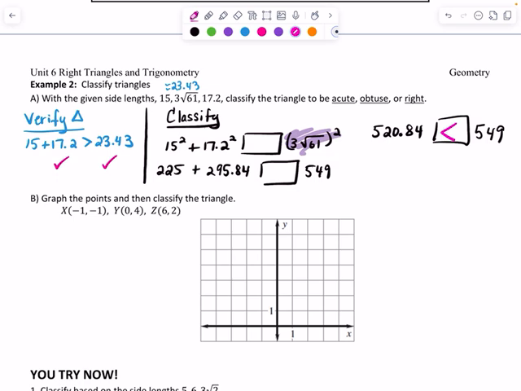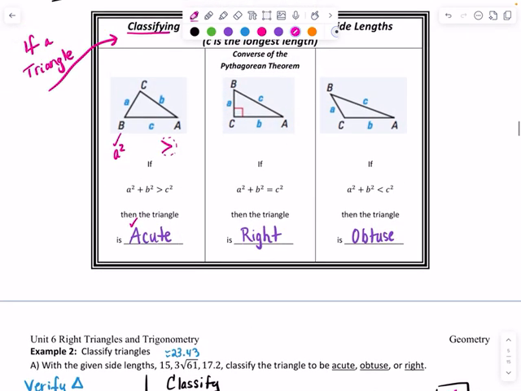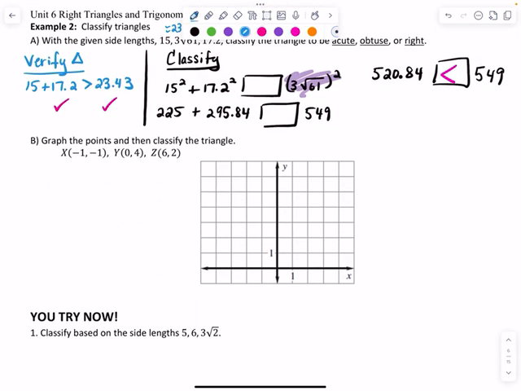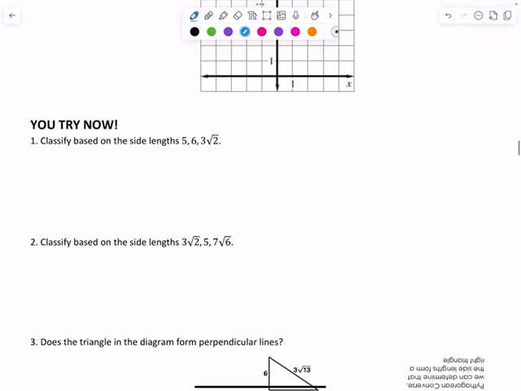So because it's less than, I'm going to put my rules. I'm going to just flash back to the rules. If it is less than, notice there's a less than right here, then the type of triangle we have is considered obtuse. So this is an obtuse triangle. Okay, let's go on to the you try nows.